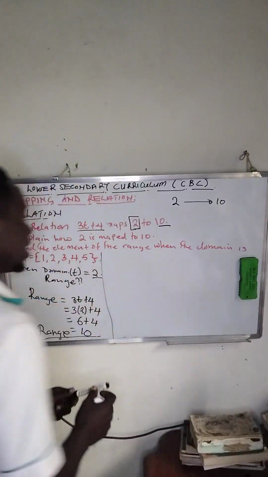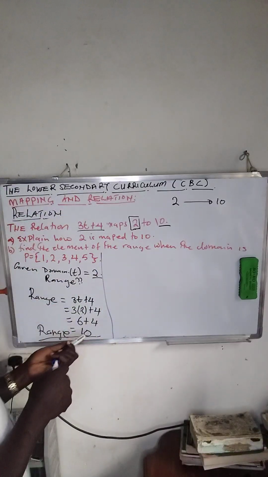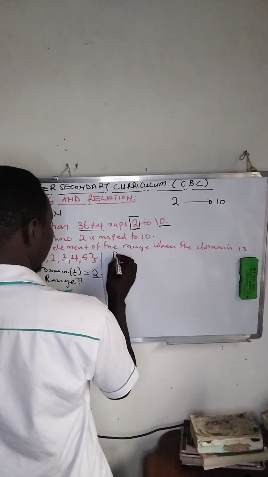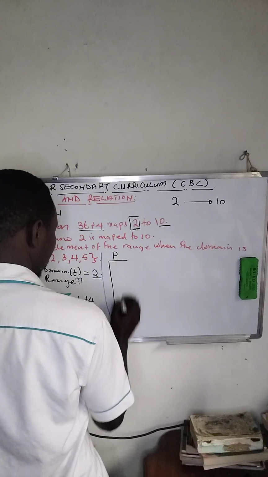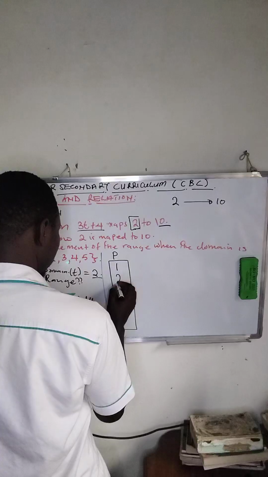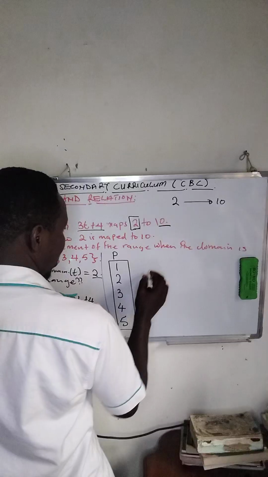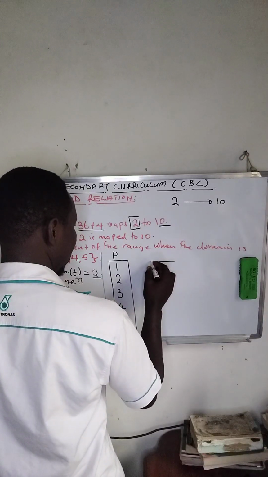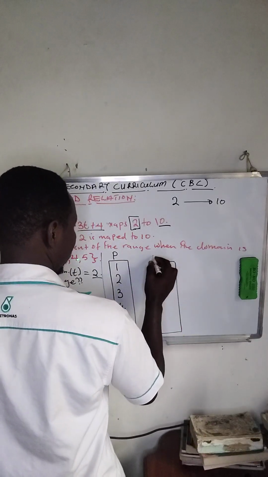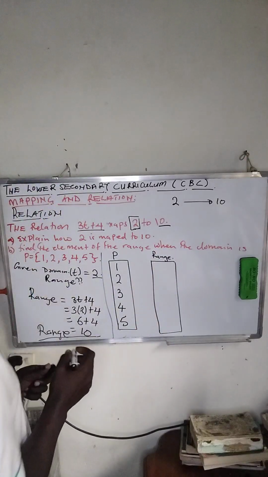Now, to obtain this is very simple. They have given us the values here. They have given us the range, the domain, which is P, and let us just use our simple arrangement here. This is 1, 2, 3, 4, and 5. Now we are going to use the space here to obtain our range. Let us call it range because the range is the one which is given.